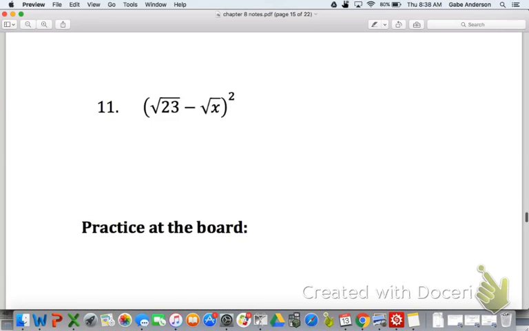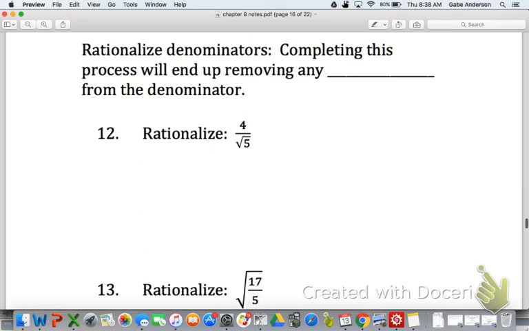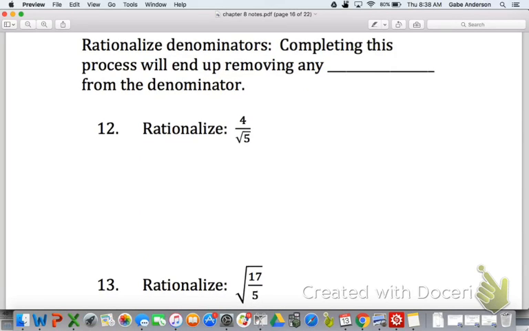Okay, let's tackle our last topic. And it is right here. So this skill is an important skill, especially when it comes, ladies, especially when it comes to trigonometry.